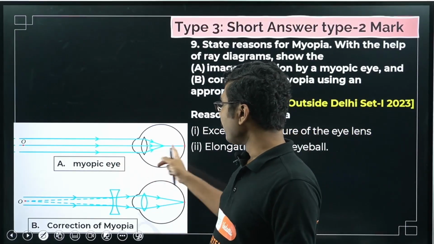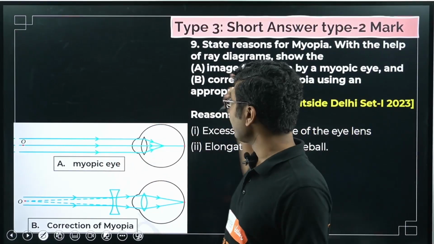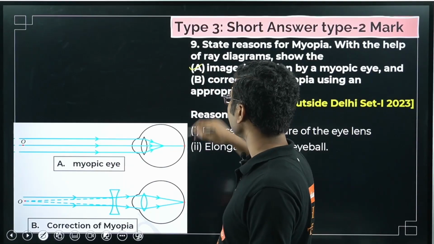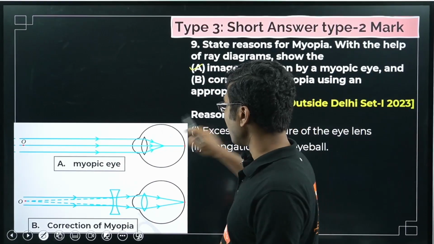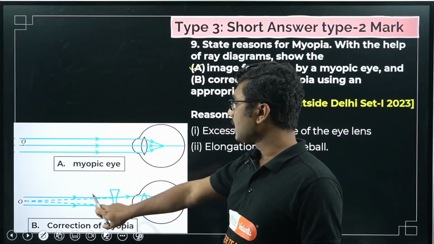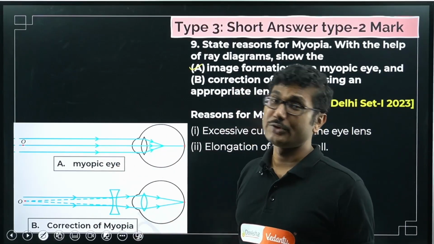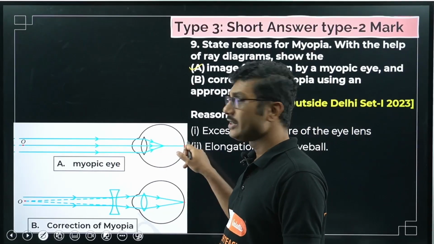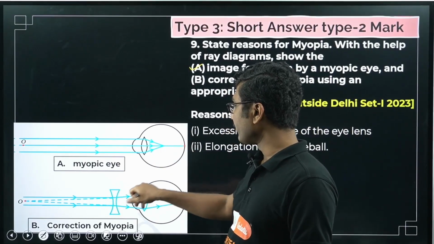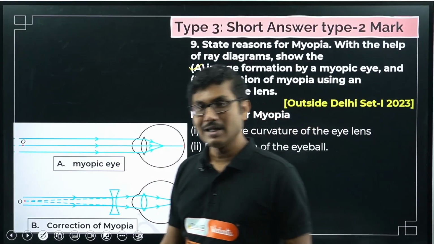So this is the normal myopic eye. They have asked you to draw both diagrams: image formation by a myopic eye and correction of myopia. The myopic eye is this, and correction of myopia uses a concave lens, where the rays that were forming even before reaching the retina now form here and reach the retina easily.